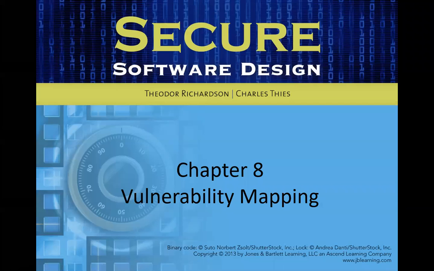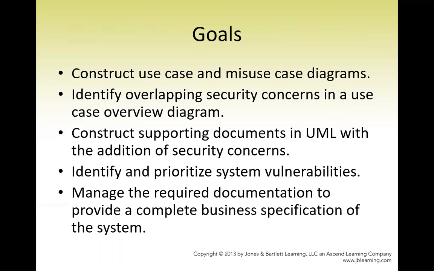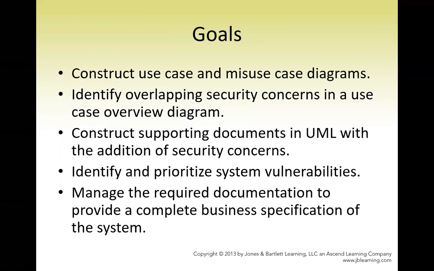Chapter 8 is talking about vulnerability mapping. So let's see what this is. In terms of objectives: constructing use cases and misuse cases for a system, how to document the system and identify security issues, mapping system vulnerability according to design, identifying where mitigation and security techniques are needed from the design perspective, and finalizing the complete business specification of the system.